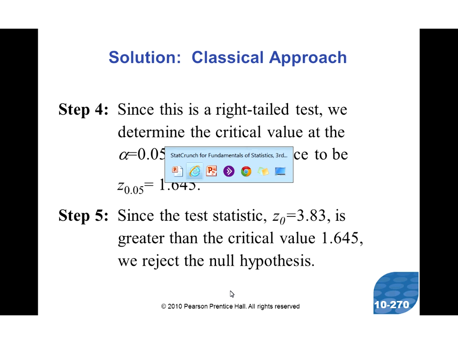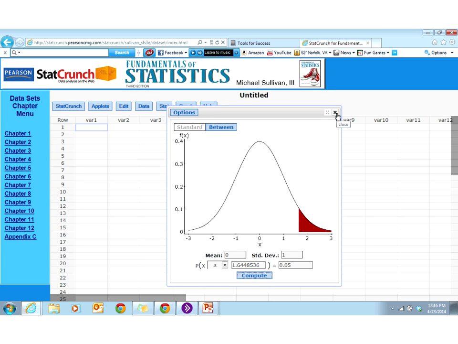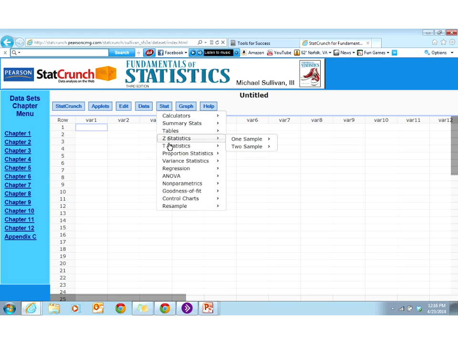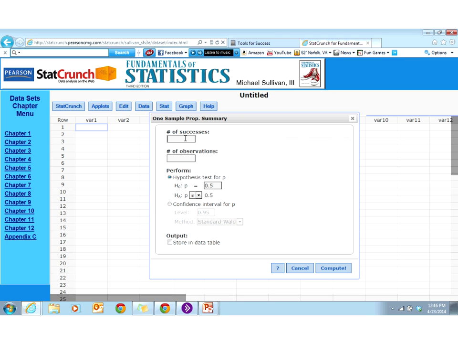All right, so now let's go to StatCrunch and let me give you some other ways to approach this problem. Okay, Stat, Proportion Statistics, One Sample, With Summary. Our number of successes, I didn't write that down separately. I know our number of observations are 1010.